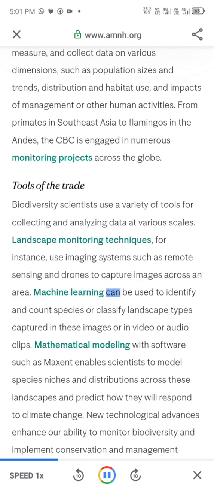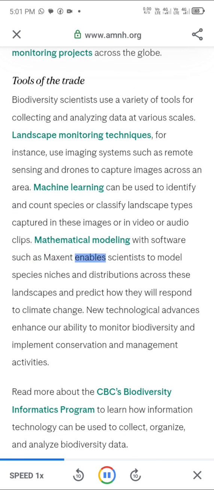Machine learning can be used to identify and count species or classify landscape types captured in these images or in video or audio clips. Mathematical modeling with software such as Maxent enables scientists to model species niches and distributions across these landscapes and predict how they will respond to climate change. New technological advances enhance our ability to monitor biodiversity and implement conservation and management activities.